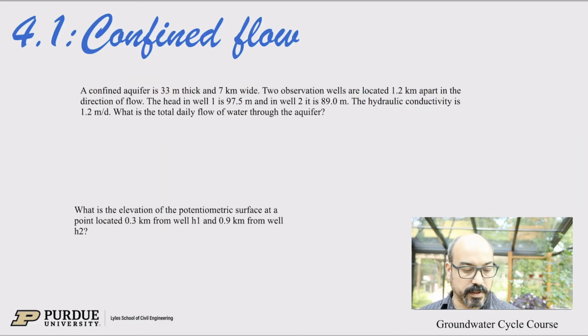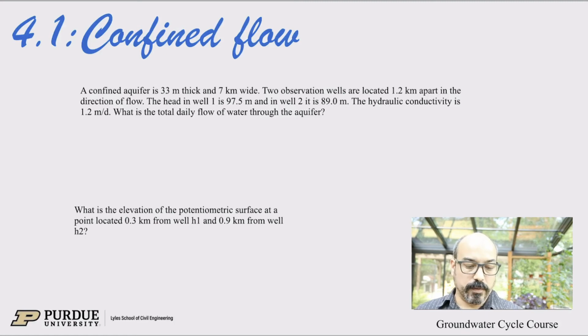So for example, if a confined aquifer is 33 meters thick and 7 kilometers wide, two observation wells are located 1.2 kilometers apart in the direction of the flow. The head in a well is 97.5 and in another is 89, where the hydraulic conductivity is given at 1.2 meters per day. That's a pretty standard number for hydraulic conductivity. Again, remember, a meter per day is a good approximation. What is the total daily flow of water through the aquifer? So that gives us how much water flows through the aquifer.